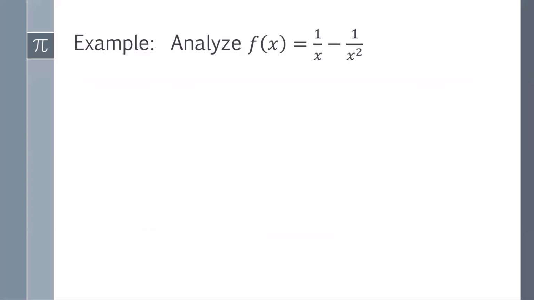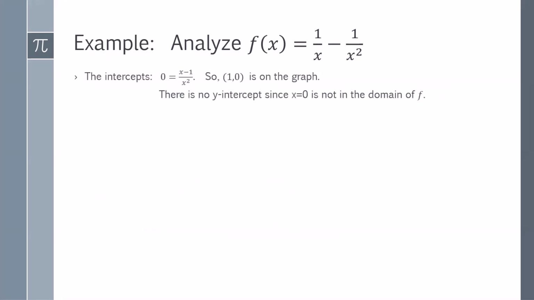As an example, let's analyze f of x equals 1 over x minus 1 over x squared. Start with the intercepts. We set y equals 0 and solve for x. So we see that x equals 1, y equals 0 is on the graph. And since x never equals 0, there's no y-intercept.